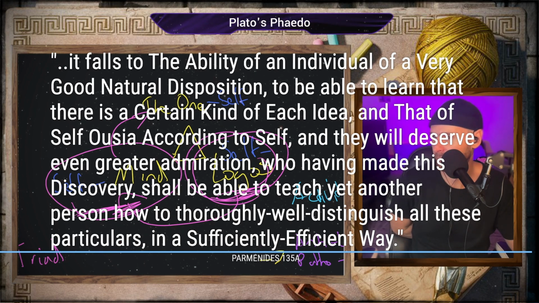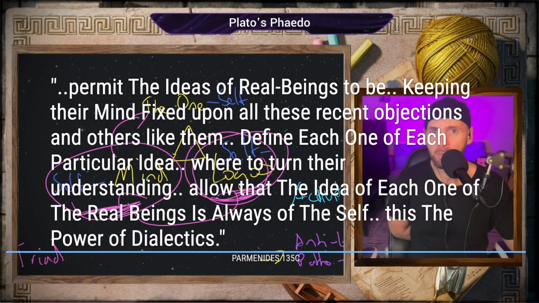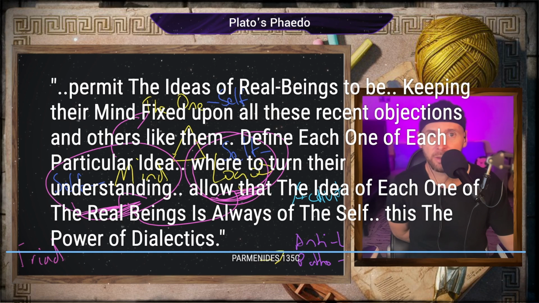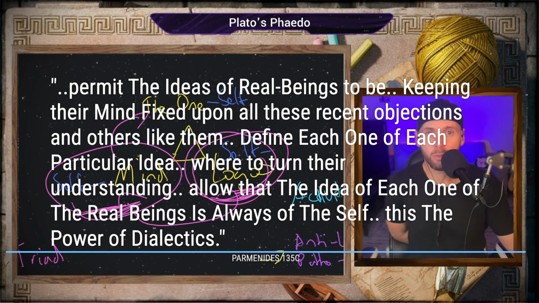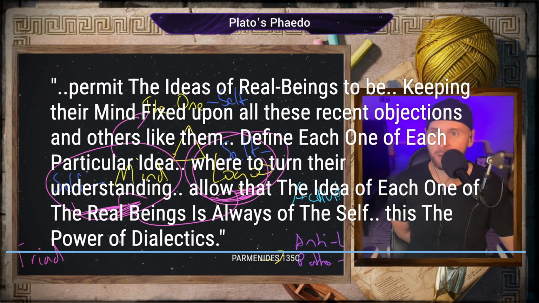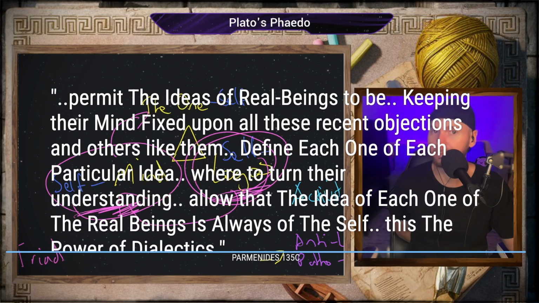Okay, that's not the quote we're after. Get this one here. Permit the ideas of real beings to be. Okay, that's mind, self-mind, being. Keep your mind fixed on the objections. They're the counterattacks we're trying to purify ourselves from, and others like them. Two, define each one of the particular ideas in self-mind, the self-ousia ideas. That's where we use our understanding, in the Greek, dianoia, which is the logos through the dialectic. That's understanding. And we have to finally allow each idea of one of the real beings to be of the self. This is the power of dialectics. Okay, that's all the parts together.